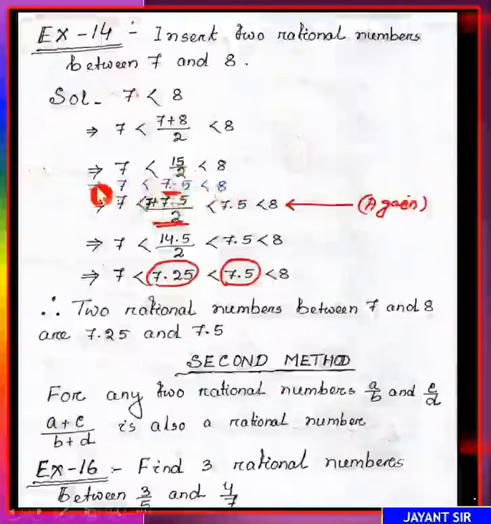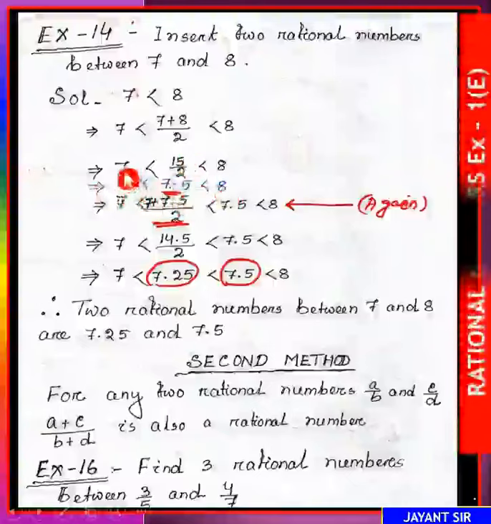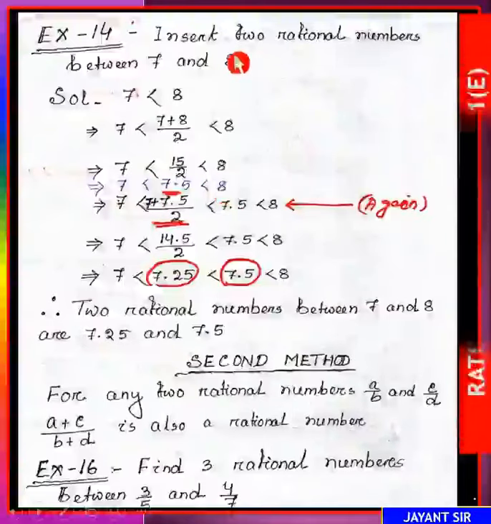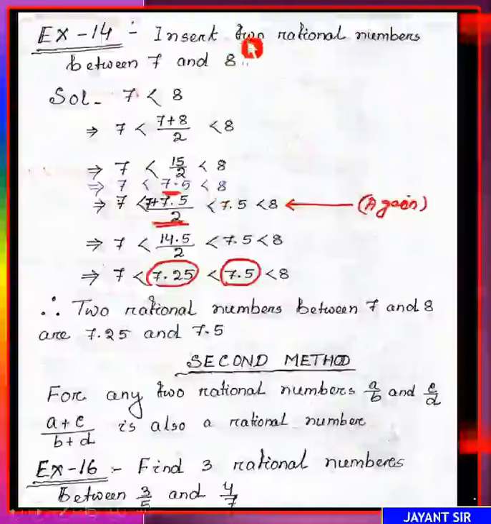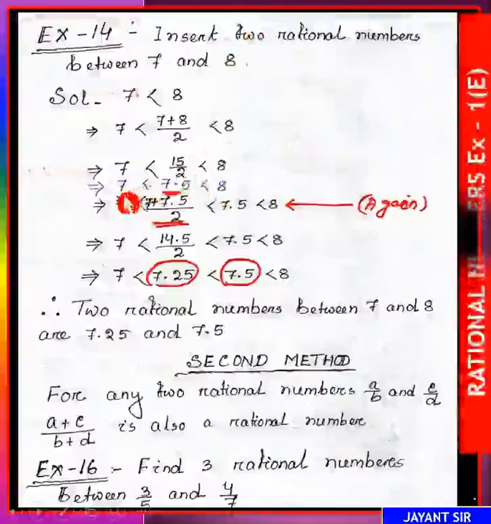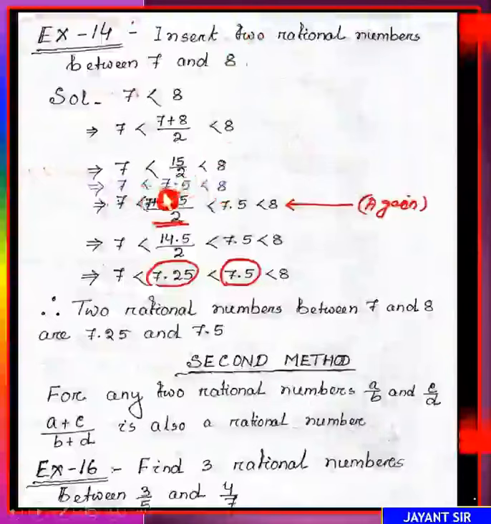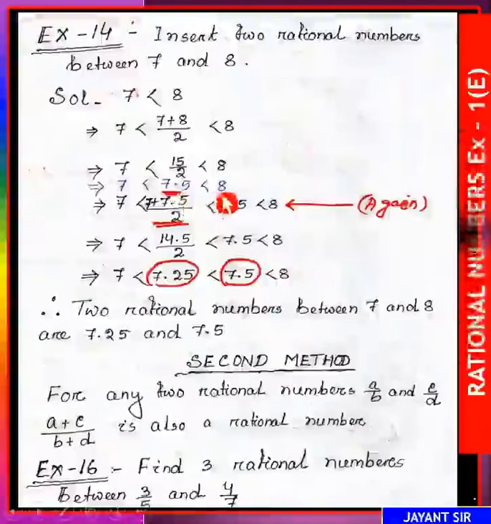So we got one rational number between 7 and 8. But the question asks us to find two rational numbers. We can find one more rational number between 7 and 7.5, or we can also find one between 7.5 and 8.